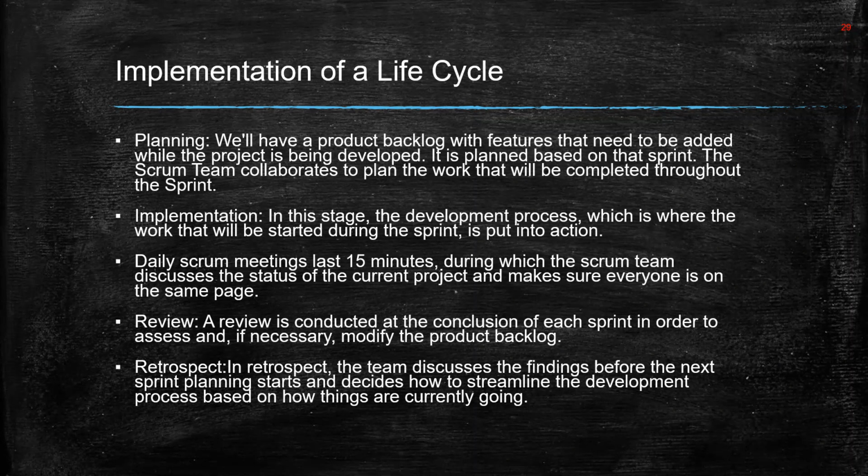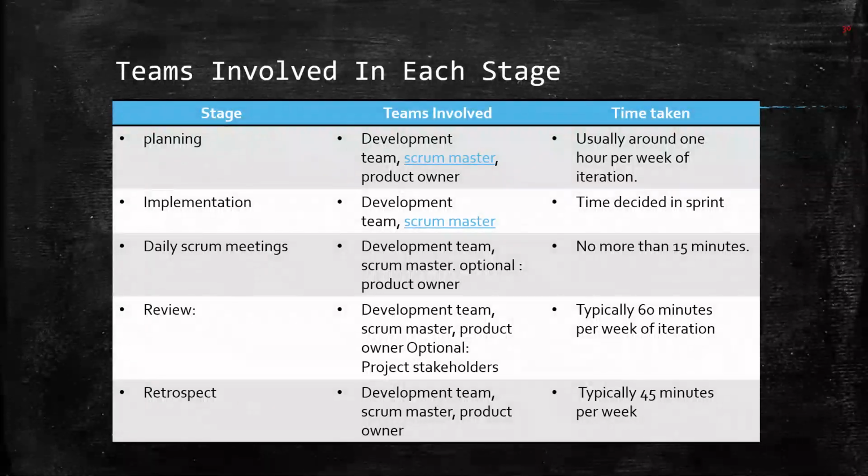Moving to the teams involved in each stage: planning, implementation, daily scrum meetings, review, retrospective. In the planning stage, the development team, scrum master, and product owner will be involved, and it usually takes around 1 hour per week of the iteration.